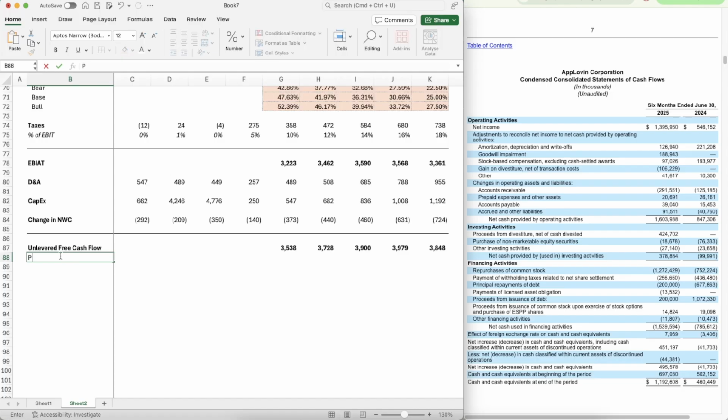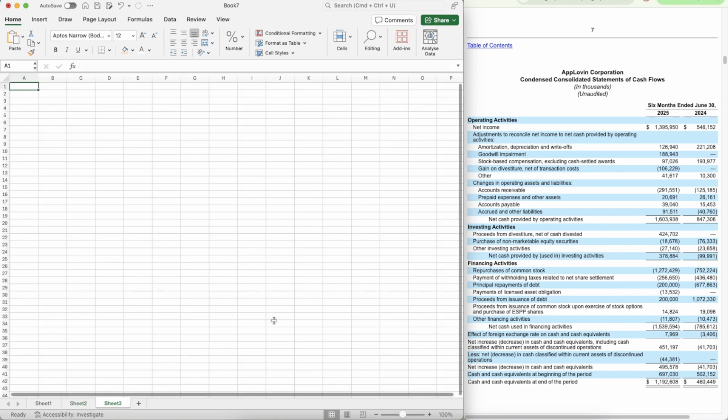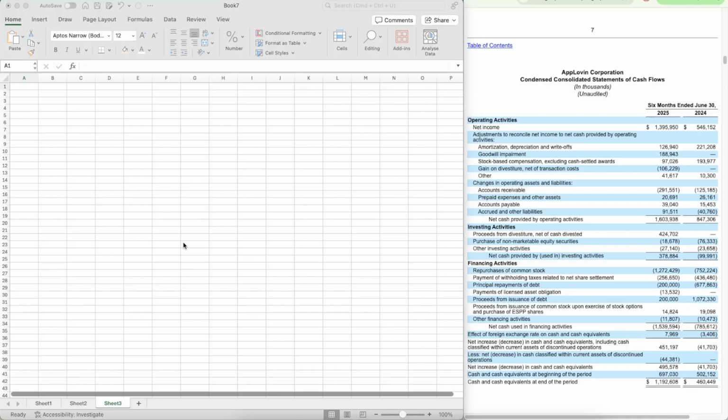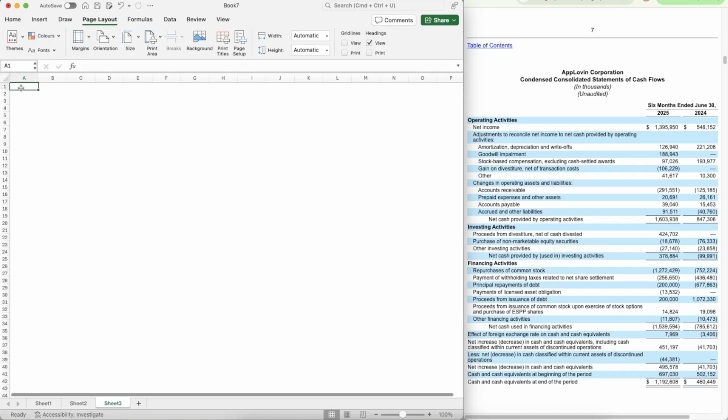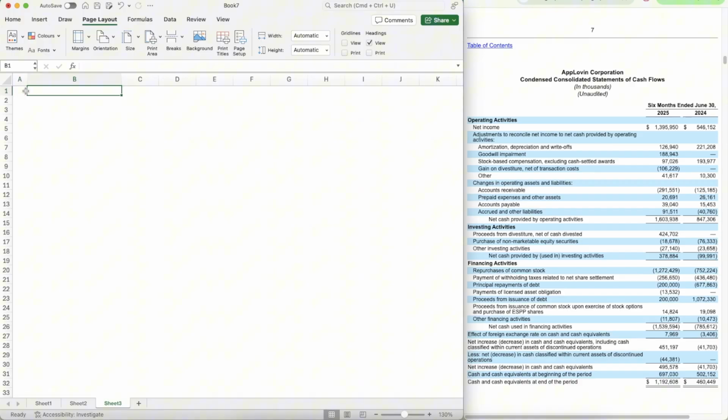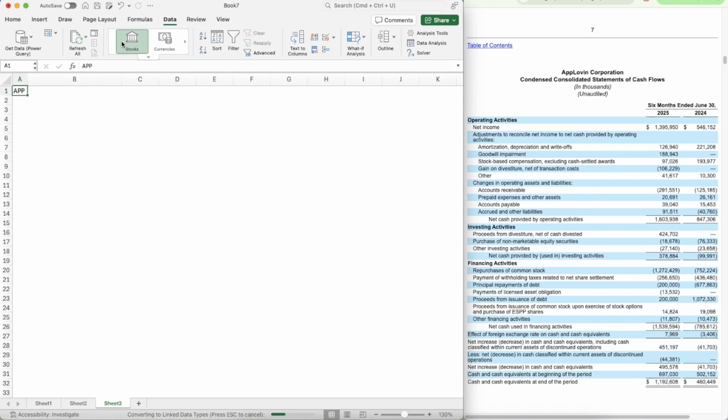And then we want to do the present value of FCF. But for this, we need to build out our WACC and our cost of equity. So let's open up a new sheet. There we go. And we'll start doing that. Okay. So again, page layout, remove the grid lines. Let's make B a bit larger. We don't need to freeze the frame though, because we're not using that much of it. So what's the ticker? App. Data, stocks.